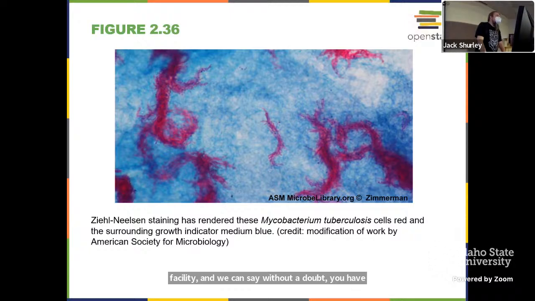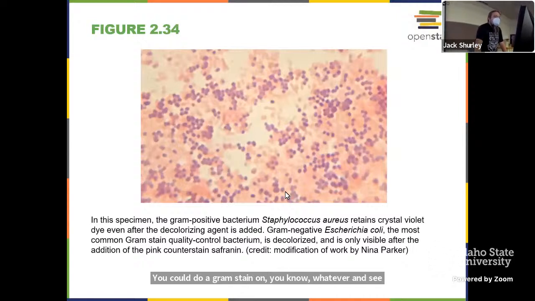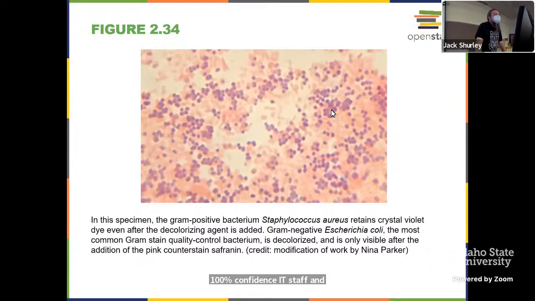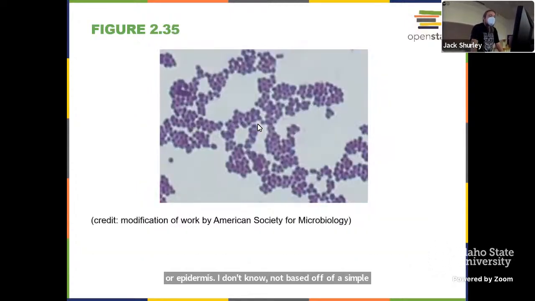You could do a gram stain on, whatever, and see something like this. And I know now because I read down below that it's Staph aureus and E. coli, but if you just showed me this picture, I couldn't say with 100% confidence it's Staph and E. coli, right? My gut would tell me this is some sort of Staphylococcus, right? The pink stuff, I really couldn't say, right? But purple clusters, I'm thinking Staphylococci. Aureus or epidermidis, I don't know, right? Not based off of a gram stain, right?